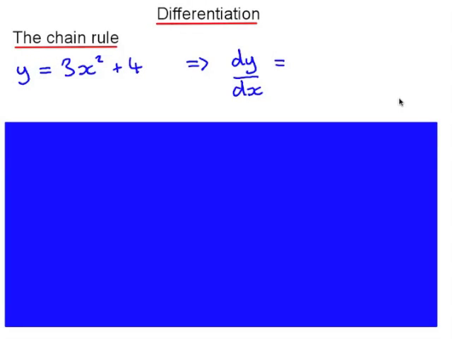This lesson will cover differentiation of functions, and to do this we use what's called the chain rule. You should already have come across functions like this and know how to differentiate them. So y equals 3x squared plus 4, dy by dx is 6x.